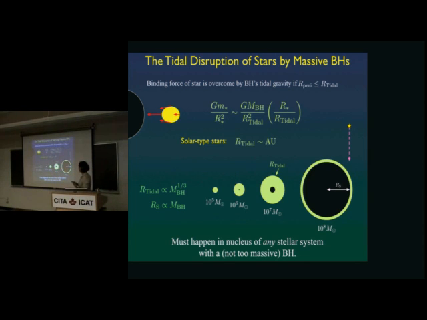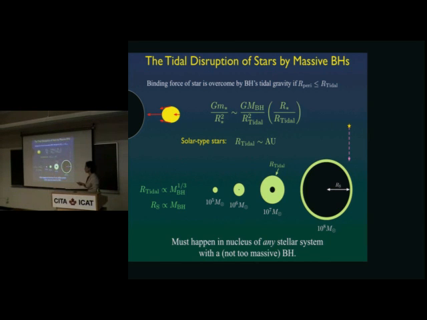We can work out what the size is of this danger disruption zone around the black hole by setting equal the star's binding gravity and the black hole's tidal gravity. And we get that for solar type stars, which is what I'll be focusing on, the tidal radius is of order an AU. We can learn something important by looking at the scaling of the tidal radius with black hole mass, which from this equation is that the tidal radius grows as black hole mass to the 1/3 power.